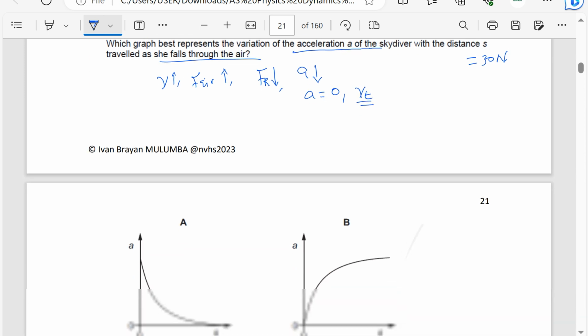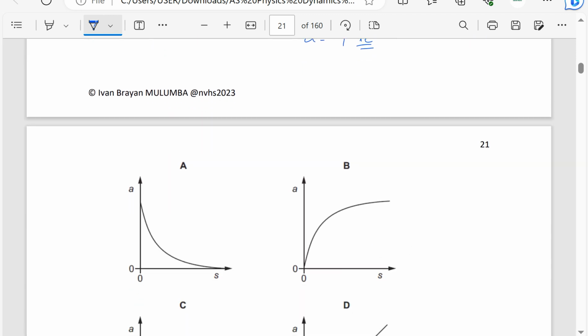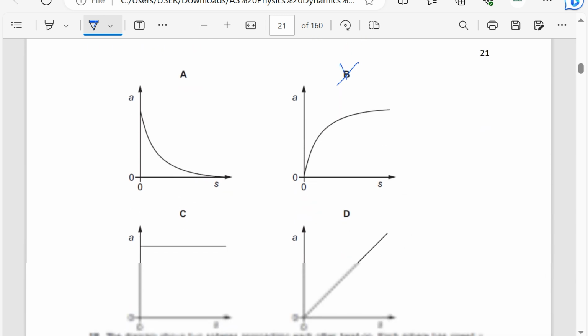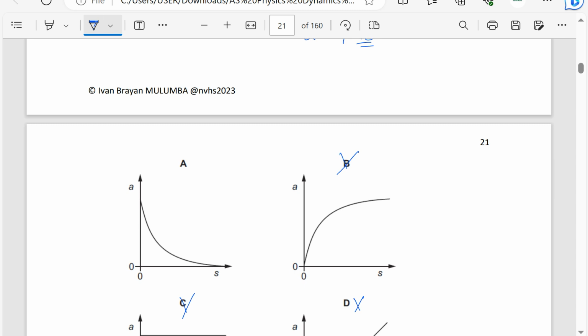So since these are graphs of acceleration against displacement, as the displacement increases, the acceleration tends to 0. The graph is going to reach a point where the acceleration becomes 0 as the displacement continues increasing. So this one is showing acceleration increases and becomes constant, which is wrong. This is showing constant acceleration when there is air resistance. This one shows that acceleration is directly proportional to displacement, meaning the acceleration continues increasing, which is not true. So the answer is going to be A.